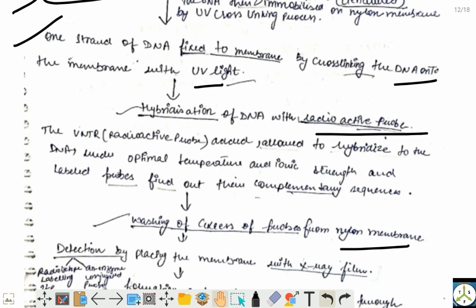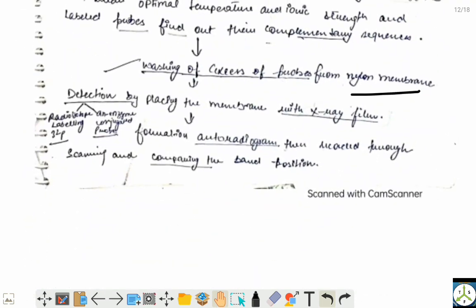Then we detect the different fragments, or the DNA profile, which we can analyze on the nylon sheet by using X-ray film. For the detection of a probe we can use two types of techniques, which we will discuss further in this video: radioactive labeling and enzyme conjugated probe. Then comes the formation of an autoradiogram. Just remember this is called the autoradiogram.